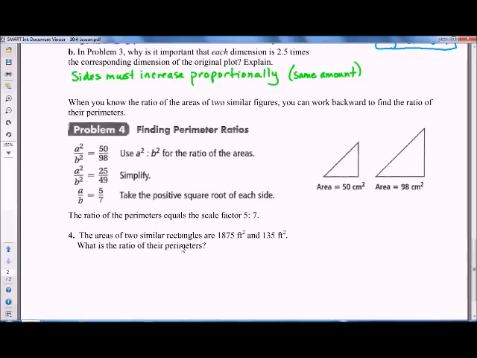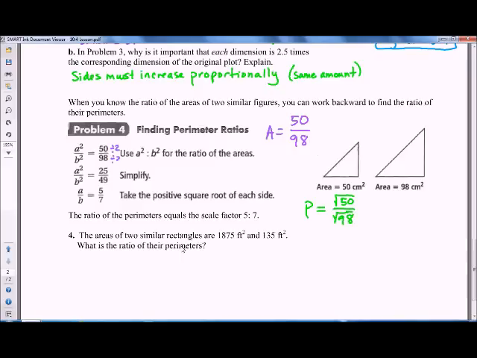Now, you can use these ratios to work backwards. We are given two triangles here, and we are given the areas. So we know that we have an area ratio. Area of the small to the large is 50 over 98. Now, what do we know about our perimeter ratio? We know that area ratio is squared, so our perimeter ratio is going to be the square root of our area ratio.